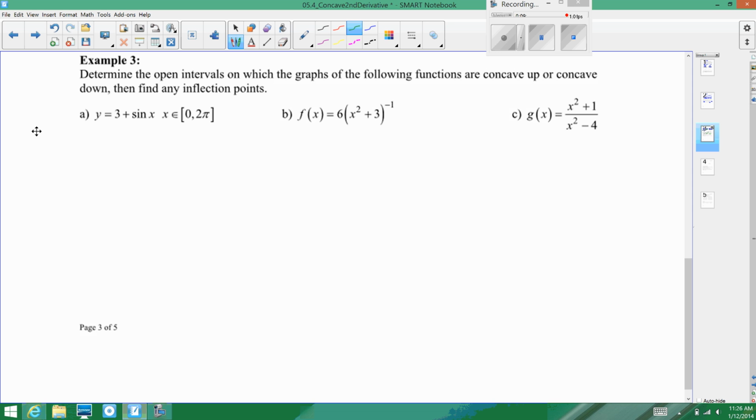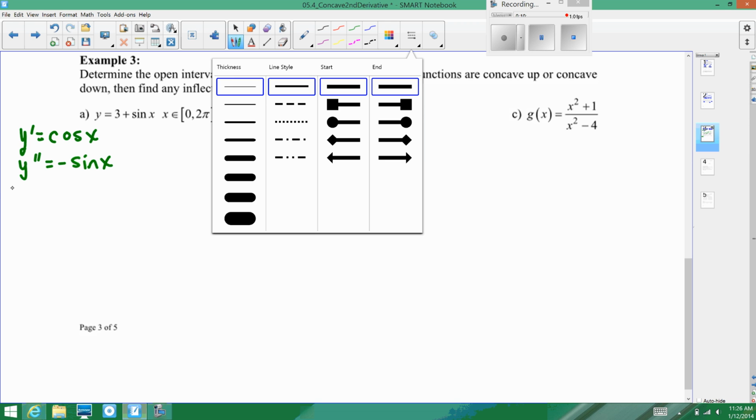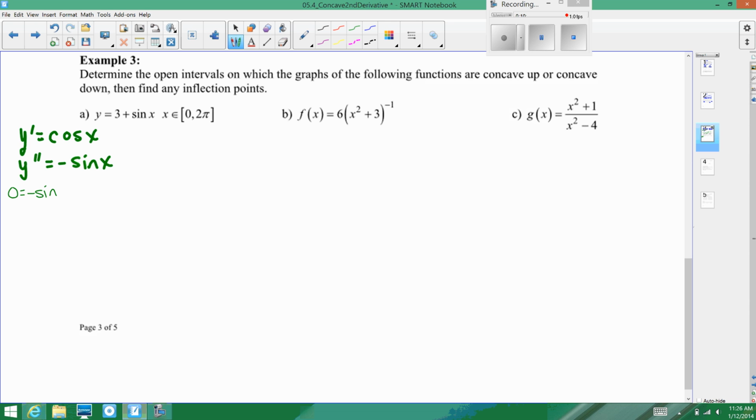All right, so 3a is pretty simple here. Determine the open intervals on which the graph is concave up or down. So we're looking at the second derivative. The derivative of this would just be cosine of x, and then the second derivative is going to be negative sine of x. This is defined for every value, so we're not going to have to worry about that. All right, but where is sine 0? We know that that would be at 0, pi, and 2 pi, and we're looking on that specific interval. That's why I picked those values.